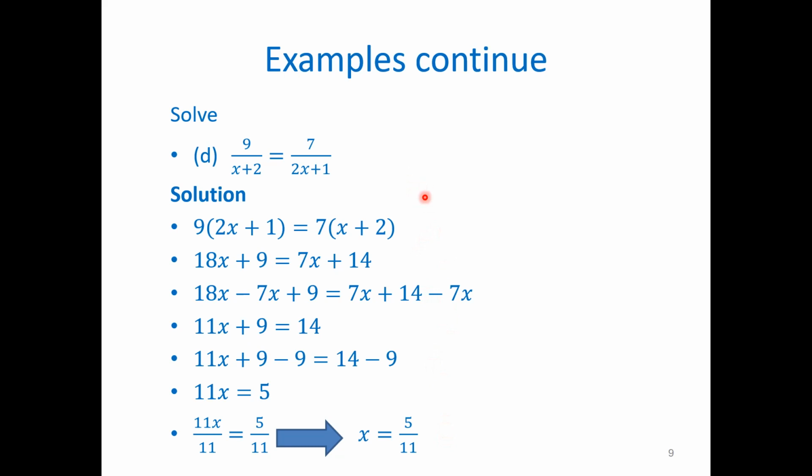So always in all these examples, we isolate x, meaning we keep x on one side and the rest of the numbers on the other side. And this will be the value of x. We have to use multiplying out the brackets. We have to use addition, subtraction, and division to do so.